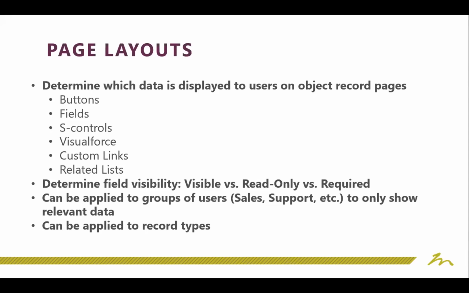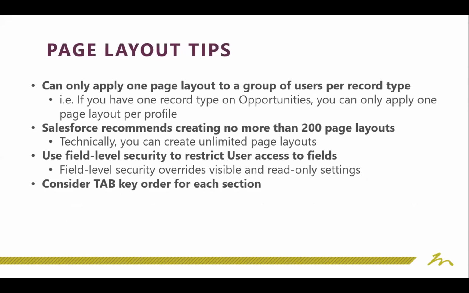So really, page layouts is very basic, right? It's what you see. It's the fields that are available, it's the objects on the page. You can only apply one page layout to a group of users per record type. So for each group, they can only have one page layout for that record type. The example I use is if you only have one record type in opportunities, you can only apply one page layout per profile type.